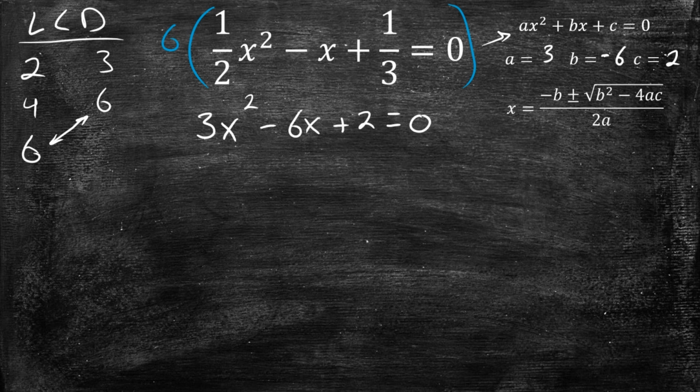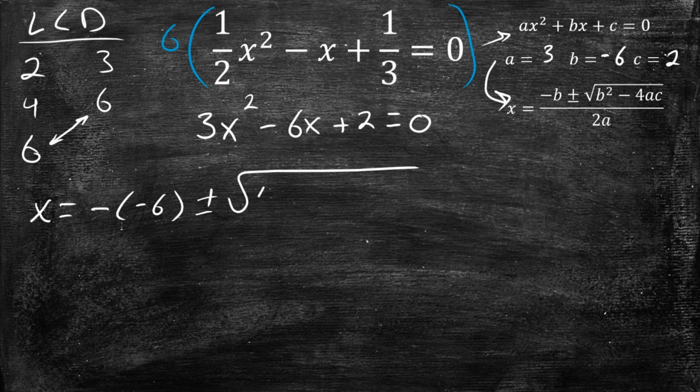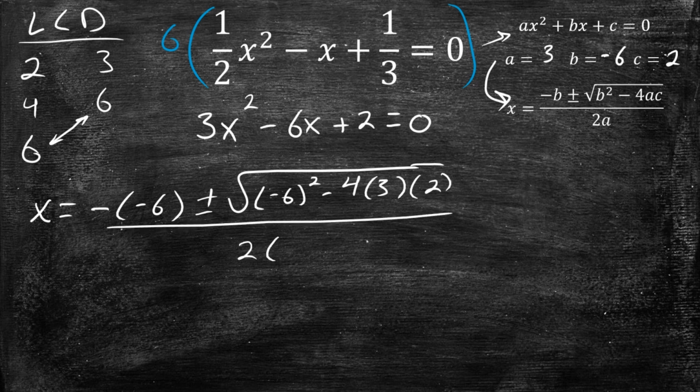Okay, so now we go ahead and plug that into our quadratic formula. x is equal to negative b, so negative, and then b is negative 6, plus or minus the square root of b squared, so negative 6 squared, minus 4 times a, which is 3, times c, which is 2, and that is all over 2 times a, which is 3. Just like that. So let's go ahead and simplify a bit.